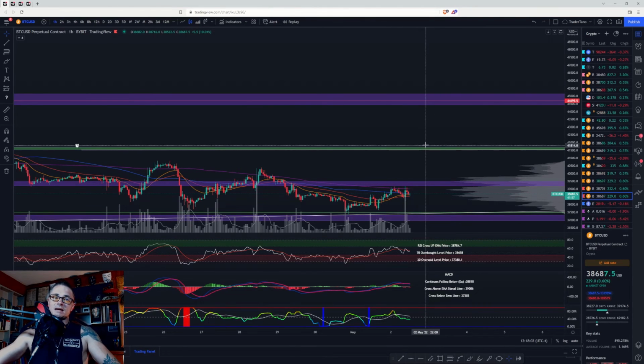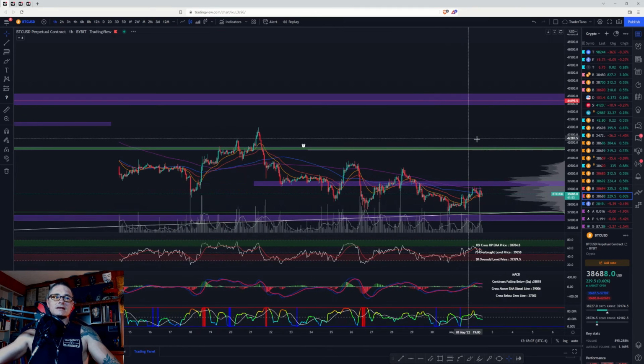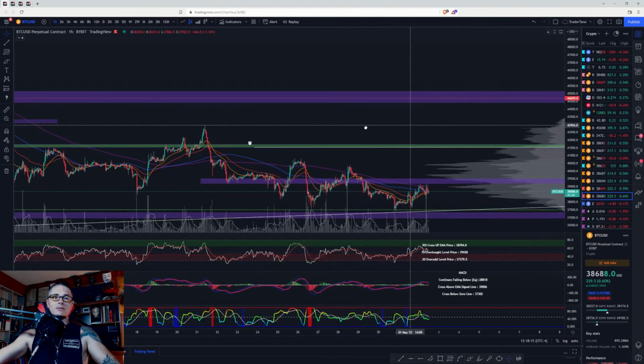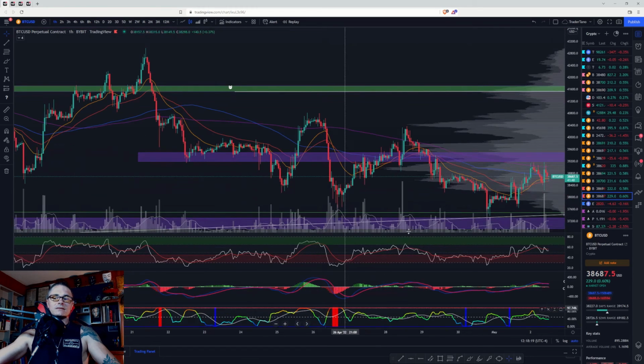And if it gets back above there, that's when I'm looking at much higher targets, especially if it clears this last level right here at 43K on a 1 hour closure even. Yeah, 43K would be major, huge. So yeah, we'll find out. So those are my thoughts for Bitcoin for today.